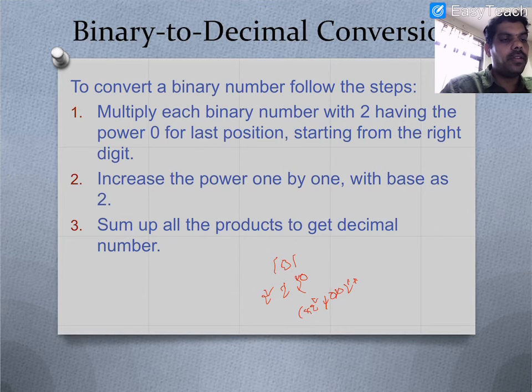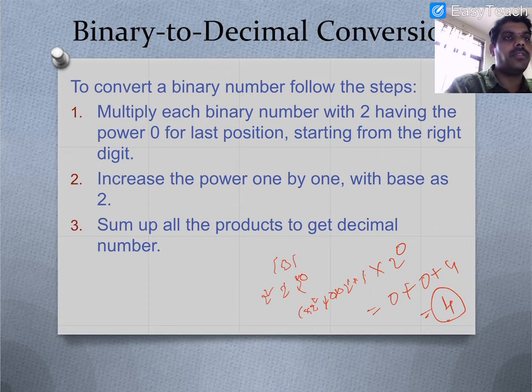plus 1 into 2 to the power of 0. So 4 plus 0 plus 1. The decimal representation is 5. So like this we are going to convert binary to decimal.